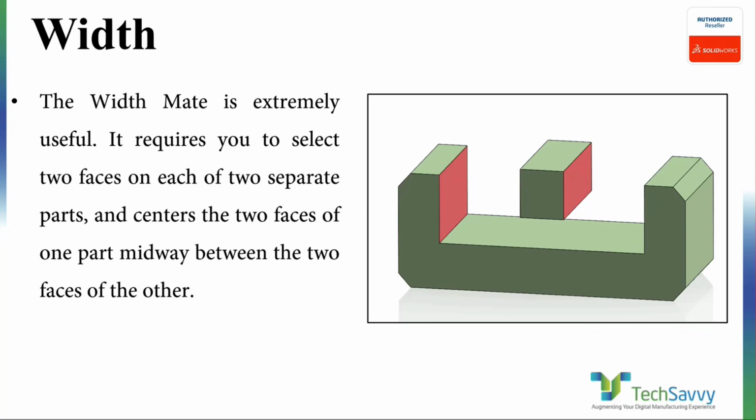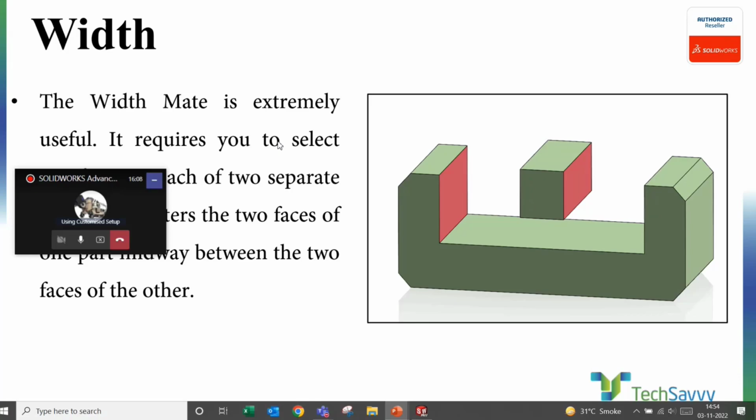The width mate is extremely useful. It requires you to select two faces on each of two separate parts and centers the two faces of the one part midway between the two faces of the other. Means we have to select two width selections and the tab selections. We will understand when we perform the practical. So let's move to the SolidWorks window.